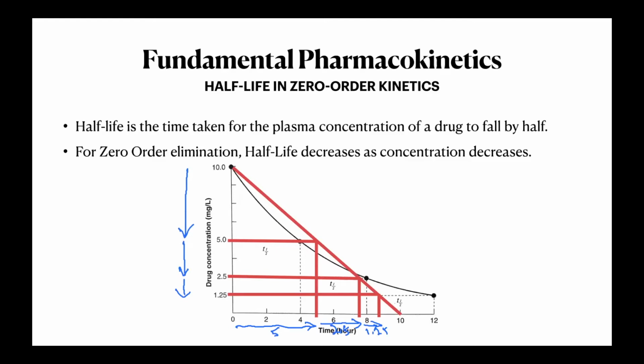So it's not dependent on the concentration. It is a fixed amount per unit time in a given volume of distribution, which is why as your concentration decreases, your half-life decreases. Now, I'm going to explain this mathematically.